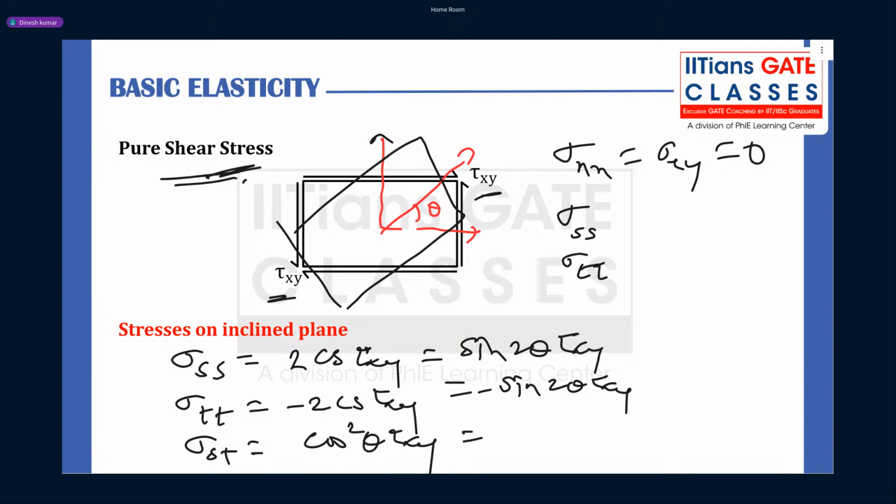So are you guys understanding this point? In case of pure shear also, if you rotate your stress element, you will have non-zero normal stresses in different orientations. Clear? Is this making sense, or are you guys getting clear? Everybody, yes or no? Please respond.